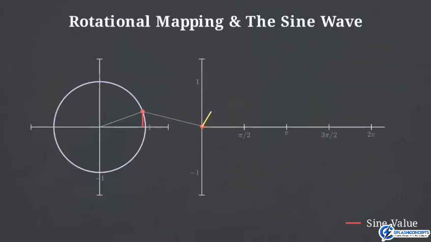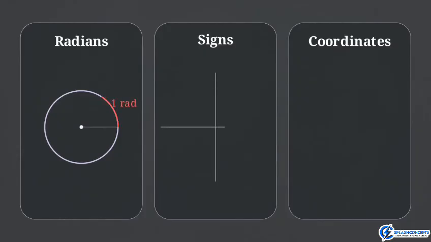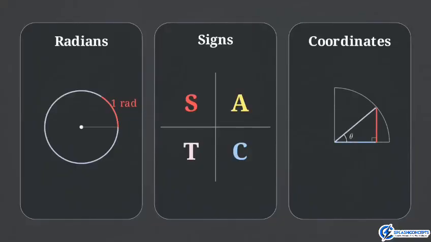Mastering this rotational mapping serves as the foundation for modeling waves, oscillations, and physical cycles in higher-level sciences. This process relies on 3 rules. 1. Radians dictate physical length. 2. The ASTC grid governs the positive and negative signs. 3. The Pythagorean identity connects the exact coordinates.